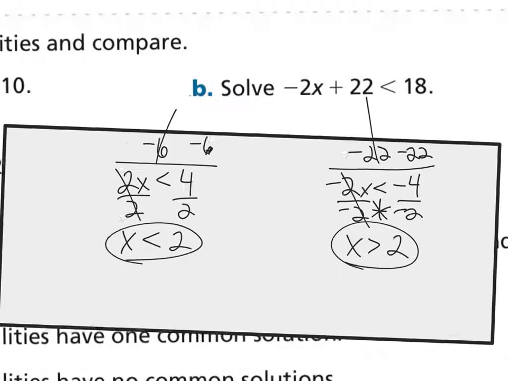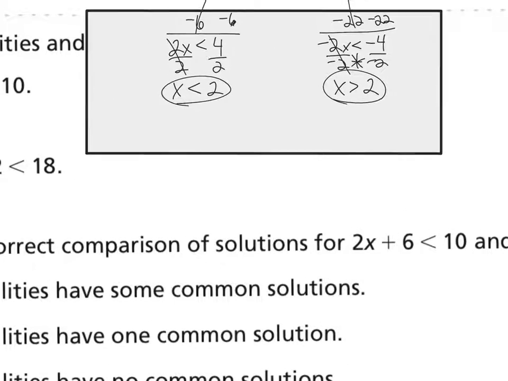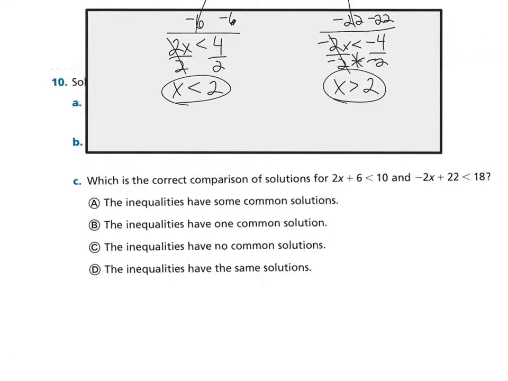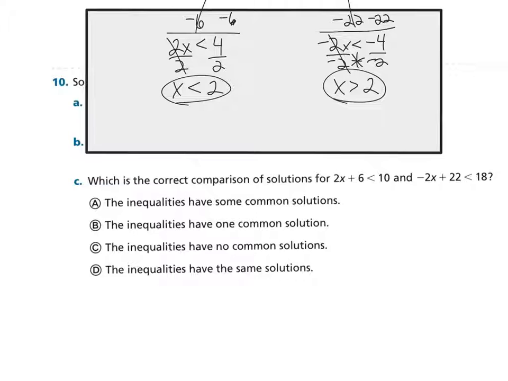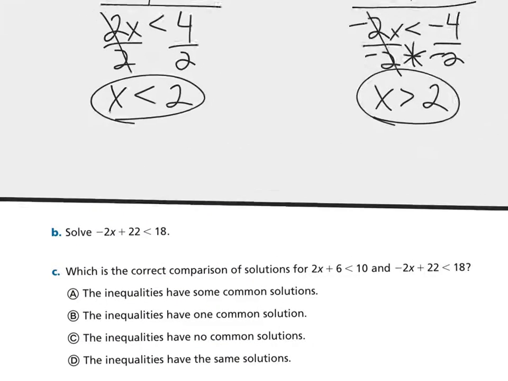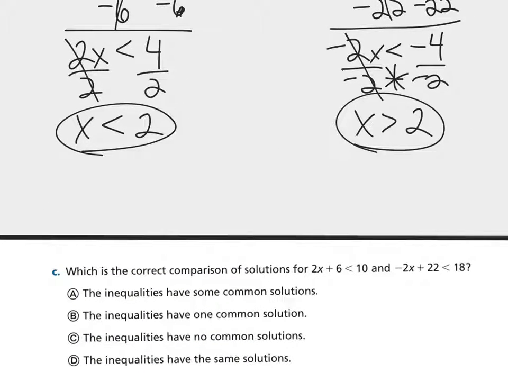The other one we had x is less than 2. So now we look at the other part C here. So correct comparison. Either they have some common solutions, they have one common solution, they have no common solutions, or they have the same solutions. Well, they don't have the same solutions. What you can do is just graph these both on the same number line and kind of look at what's happening here.